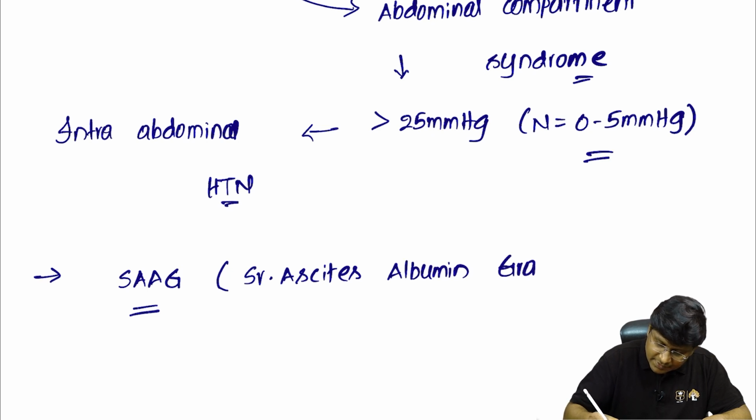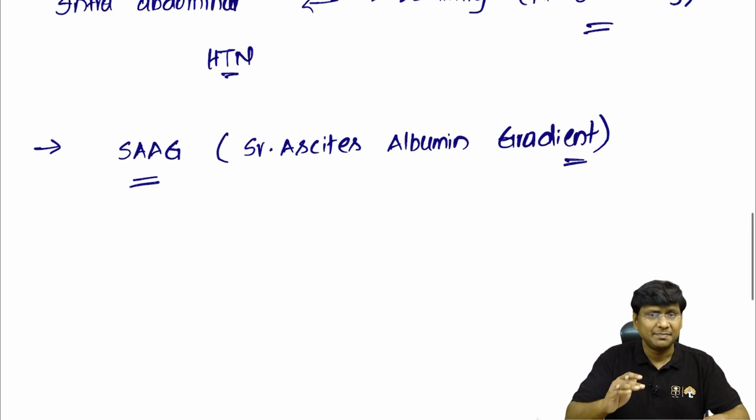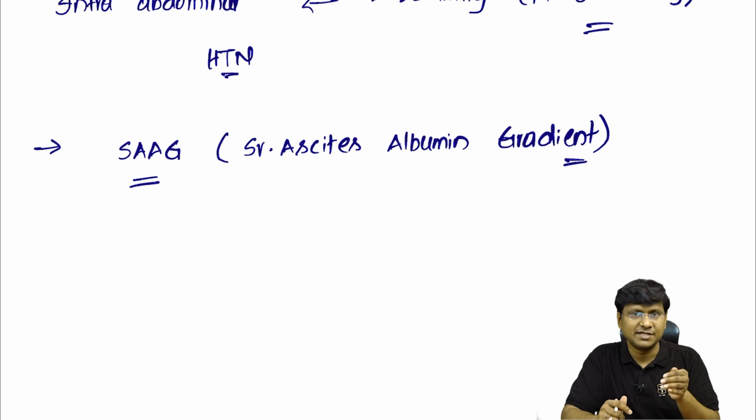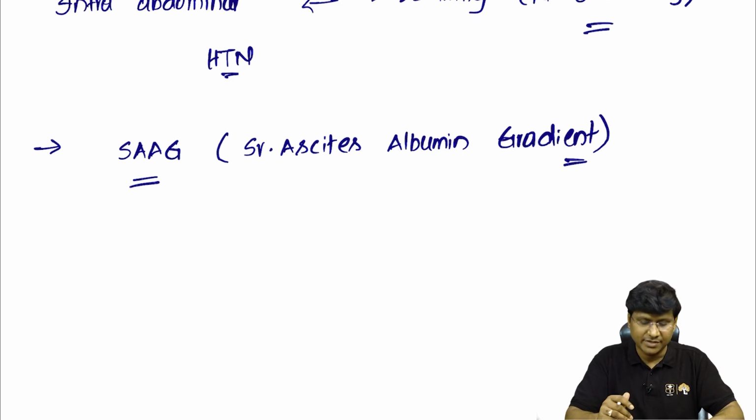Okay, so this is what you mean by this word SAAG, right? That means the quantity of the albumin in the serum and the quantity of the albumin within the ascitic fluid. Both of these you need to measure and you need to take the difference of this. That is what is called as SAAG. Okay, that is serum ascites albumin gradient.